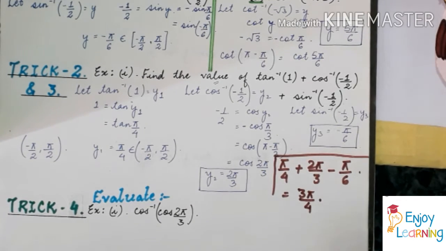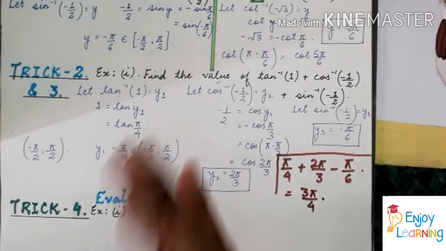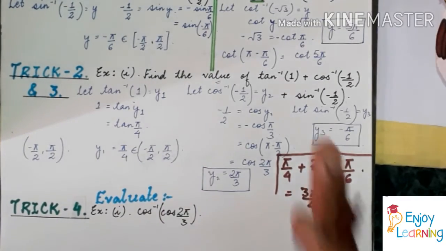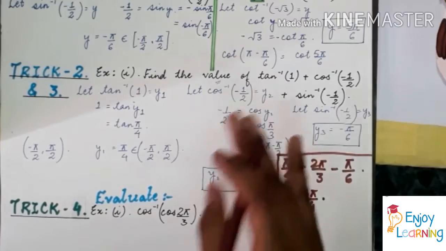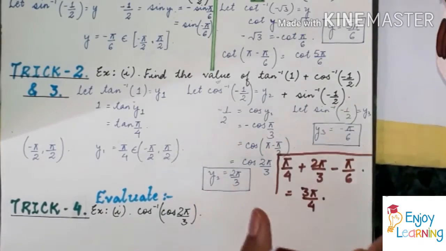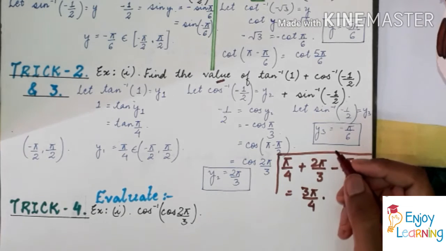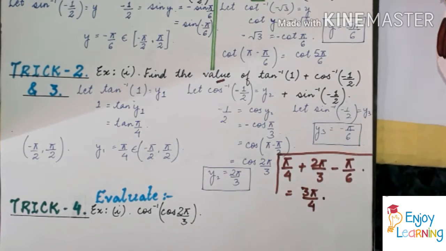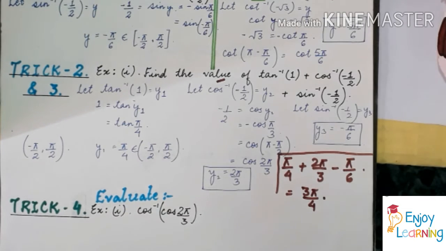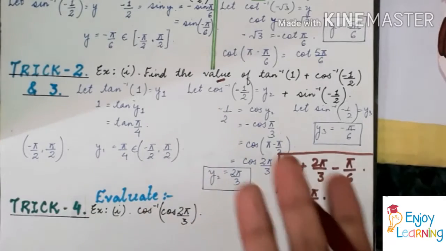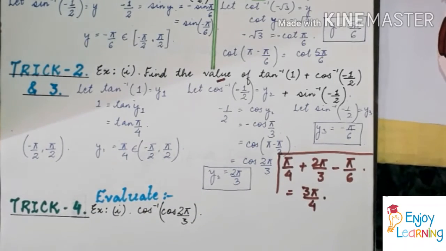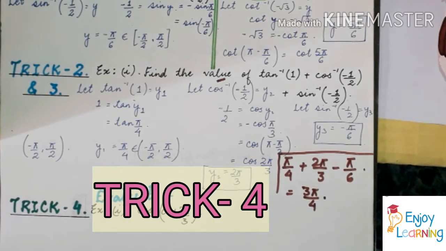Okay. So have you understood the type 2 and type 3 questions? Type 2 is where you will only find the value of the function, but it should be understood that this value stands for the principal value. And type 3 questions are questions involving multiple inverse trigonometric functions. The trick used in those questions is you have to solve them separately and then add them, subtract them, whatever is given in the question. So let's take up trick 4 for type 4.